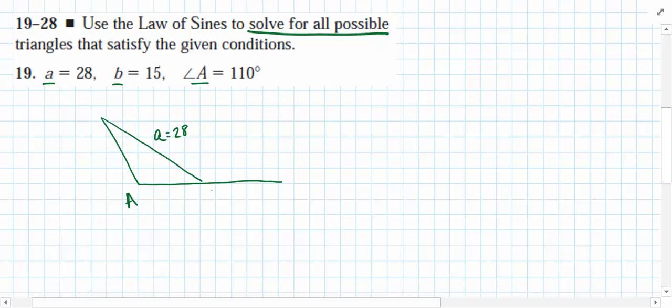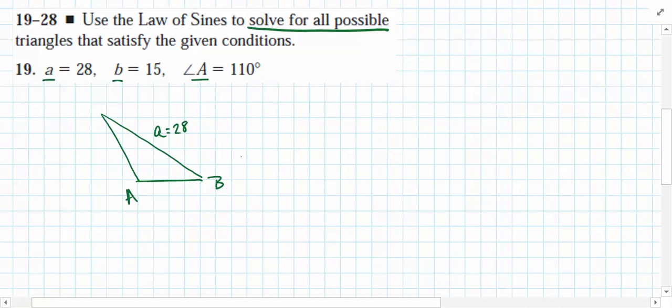Side length b would be opposite of corner B. So this angle B has a side length opposite of it equal to 15 units. And you'll notice that it's much shorter than this side length a, not quite half. And let me indicate this angle measure here to be 110 degrees. What we need to verify with our law of sines is whether or not I've sketched this triangle correctly, and whether or not we could produce more than one triangle that fits these three descriptions.